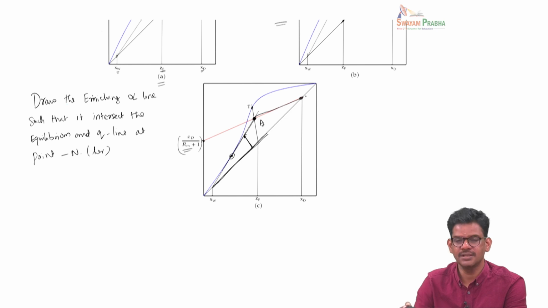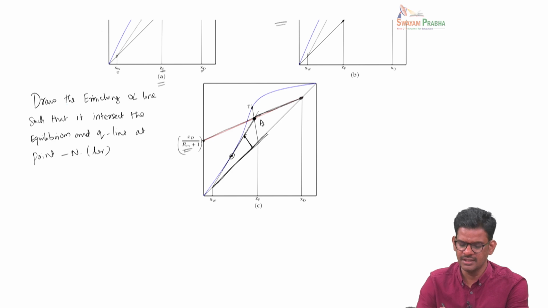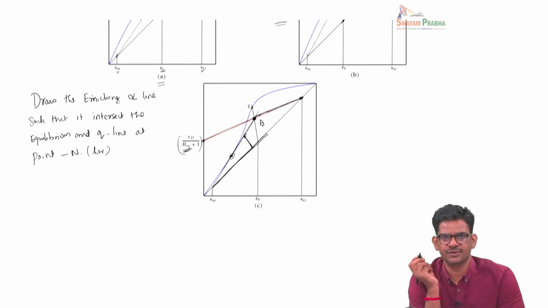and xD here, and then extend this line beyond, and then you get the minimum reflux ratio from here.